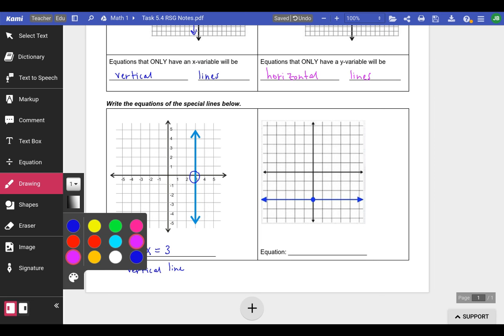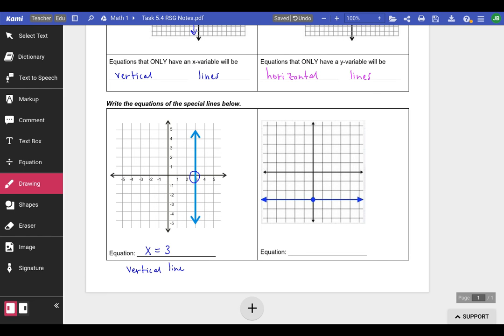For my second example here, I can see I have a horizontal line in this case. We saw above that equations that have a y variable are horizontal lines, so this is y equals. And now for my value, if I go down 1, 2, this is at -3 here on the y-axis, so my equation is y equals -3.